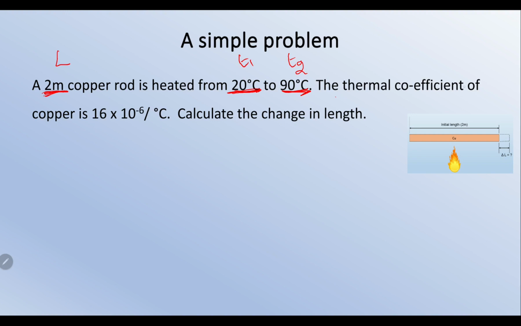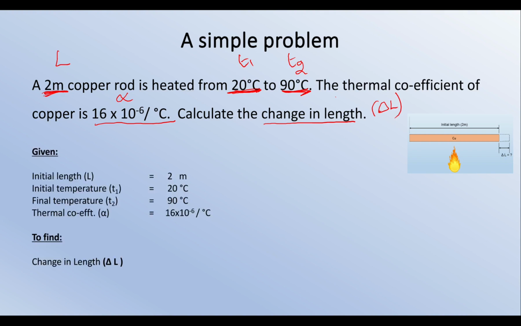What else do we have here? The thermal coefficient of copper is 16 times 10 power minus 6. This is the alpha value, and they want us to calculate the change in length, delta L. Why don't you pause the video and try to work it out on your own? Now, if you have worked it out, well done. Let me show you how it's done.